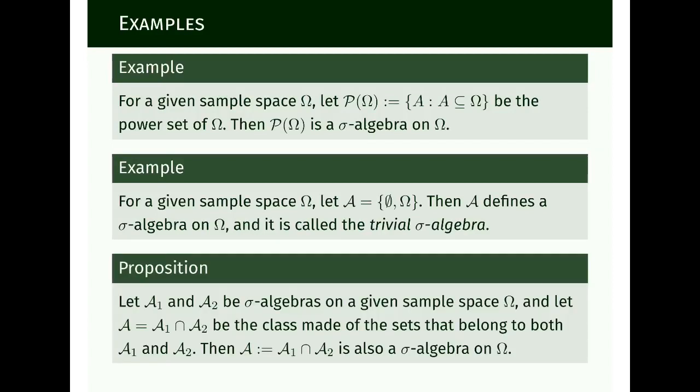And here's a proposition, and the proof is an exercise for you. That is, if we have two sigma algebras on the same sample space omega, and we take the intersection of these two sigma algebras, which means the family of sets that belong to both of these sigma algebras, then this family is also a sigma algebra of omega. And I think it's a good exercise. You can stop the video now and try to prove it before moving forward.